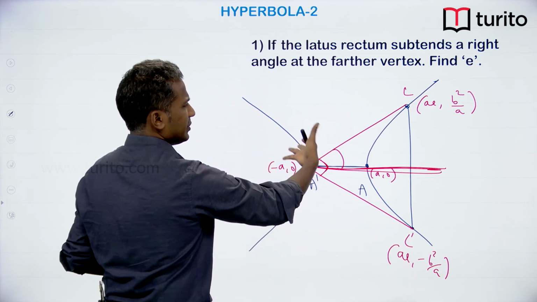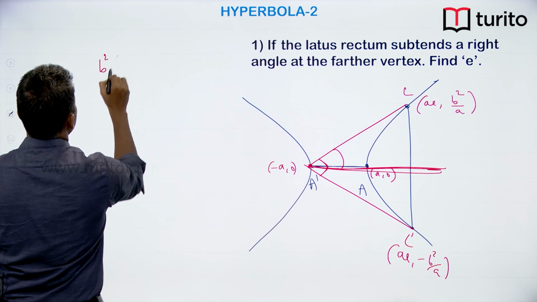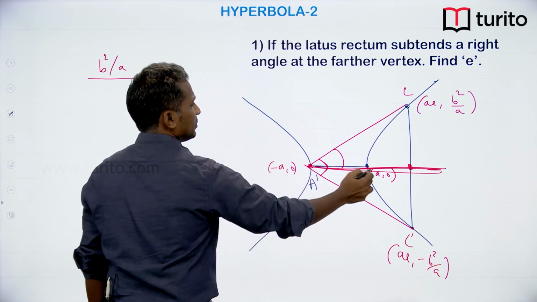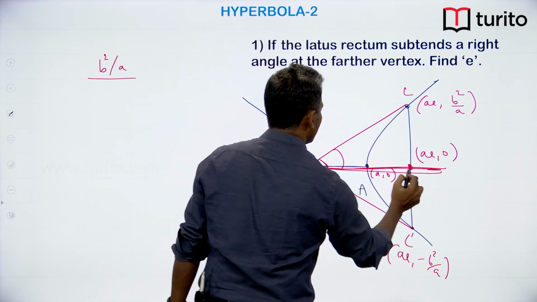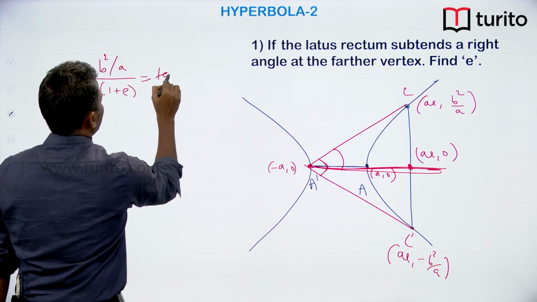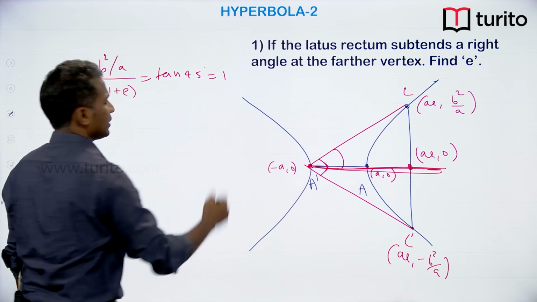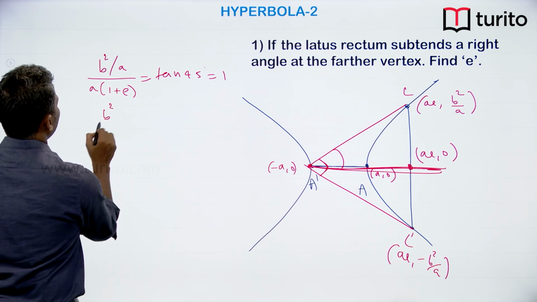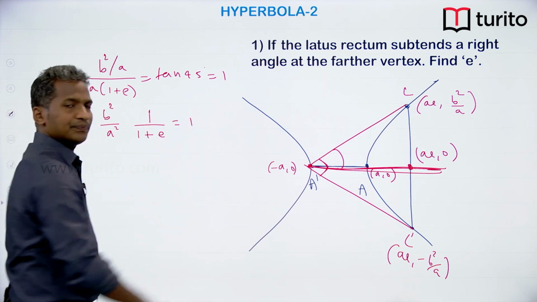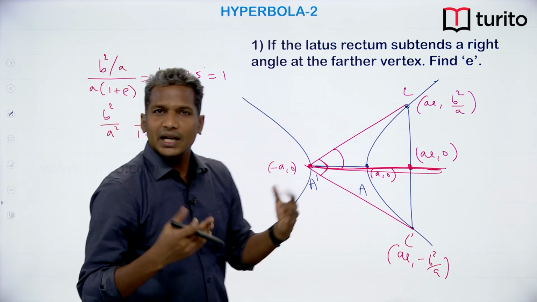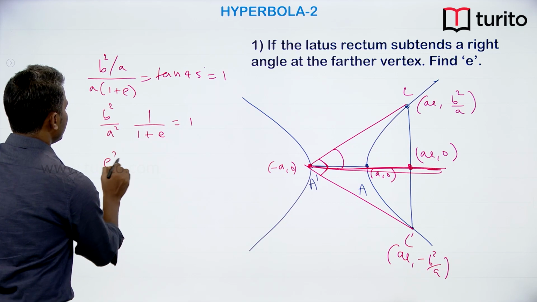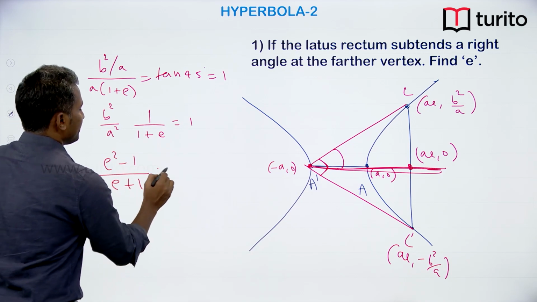So, I am just taking height by base. Here height is basically b square by a, and the base is going to be the distance from this point to this point, because this point is the focus which is (a, 0). The distance between these two will be a into (1 plus e), and it must be equal to tan 45, which is the same as 1. So, here what are we getting? We are getting b square by a square into 1 by (1 plus e) is equal to 1. Now, b square by a square can be written as e square minus 1, that is how we defined b square. So, here we can write (e square minus 1) by (e plus 1) equal to 1.